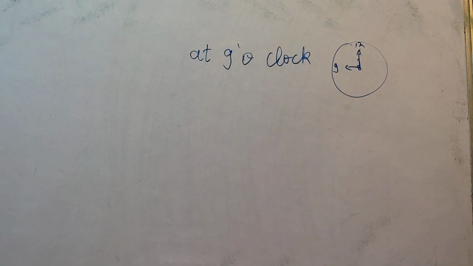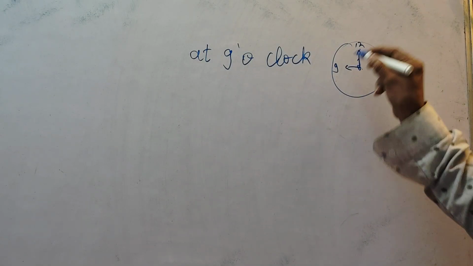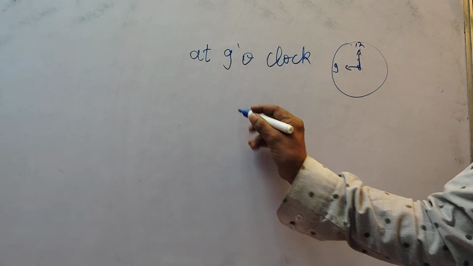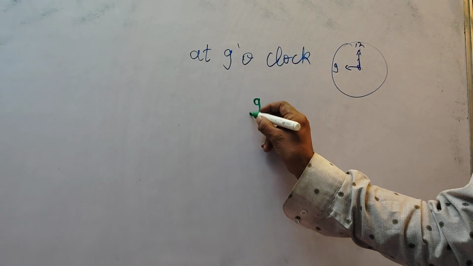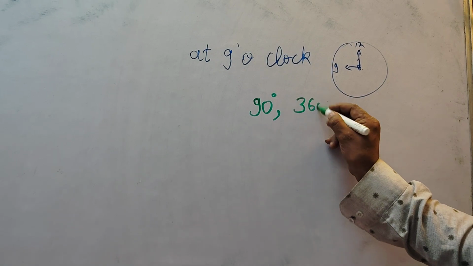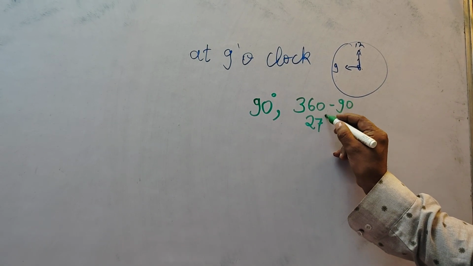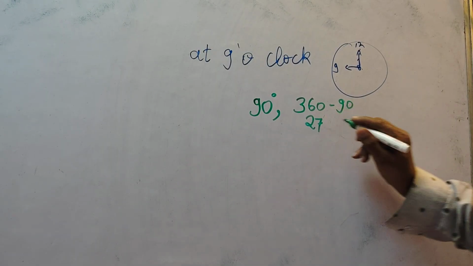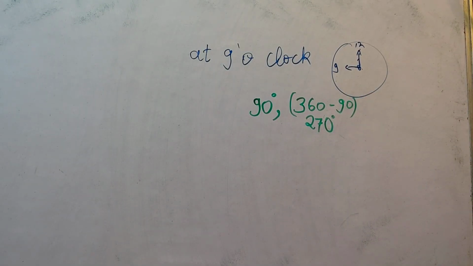Measure the two angles, so there are two angles. One is a right angle, another one is 270, because the total angle on the circle is 360. So there are two possible angles. One has to be exactly 90 degrees, and the other one is 360 minus 90 degrees, that is 270 degrees.